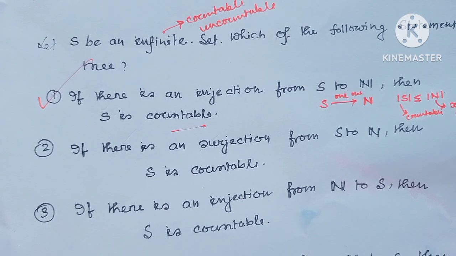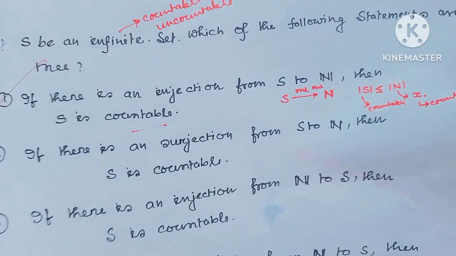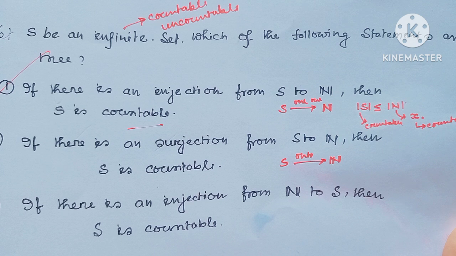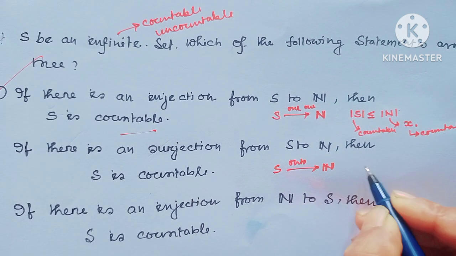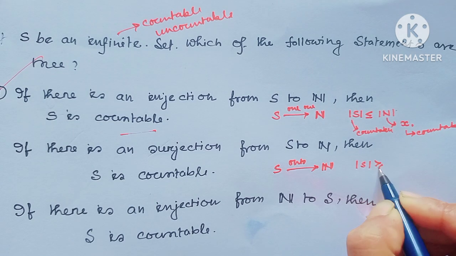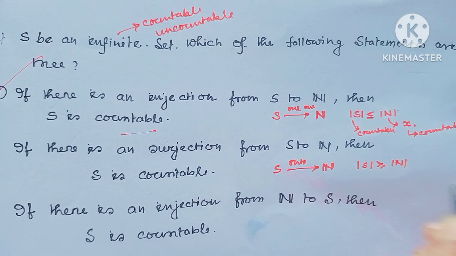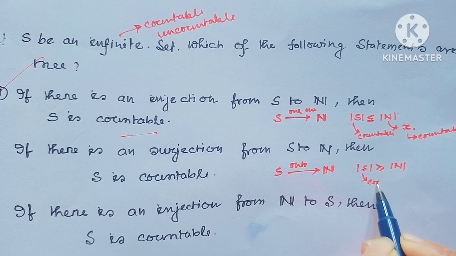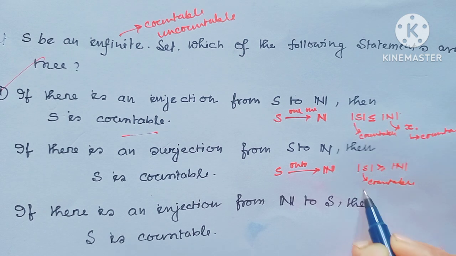Option 2. If there is a surjection from S to the natural numbers, then S is countable. If there is an onto map from S to the natural numbers, then the cardinality of S is always greater than or equal to the cardinality of the natural numbers. So since the cardinality of S is greater than or equal to that of the natural numbers, it may be countable or uncountable.